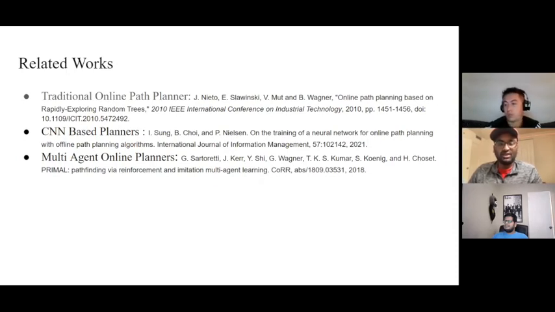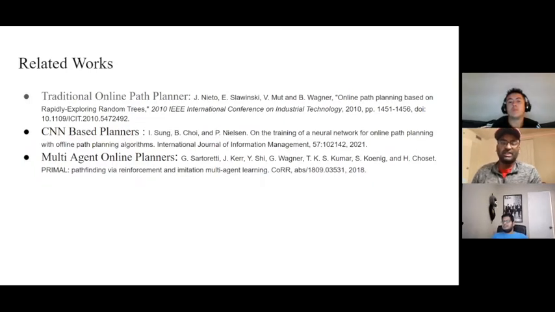The more recent work from Sung et al. is on the training of a neural network for online path planning with offline path planning algorithms. In this work, they implement neural networks and use two path planning algorithms for their data set and train a neural network based on that. The path planners they've used are for continuous action space, and this poses some kind of suboptimality when training the algorithm and with its result.